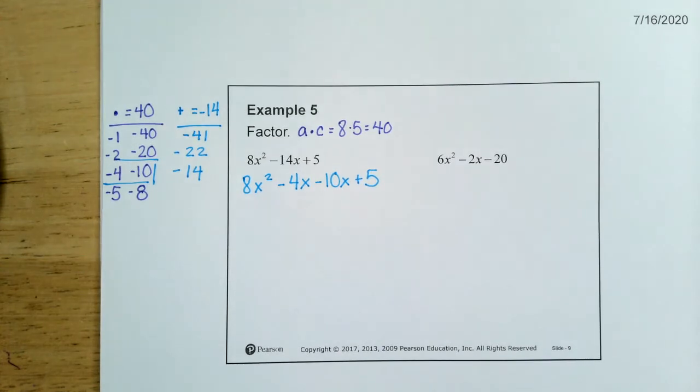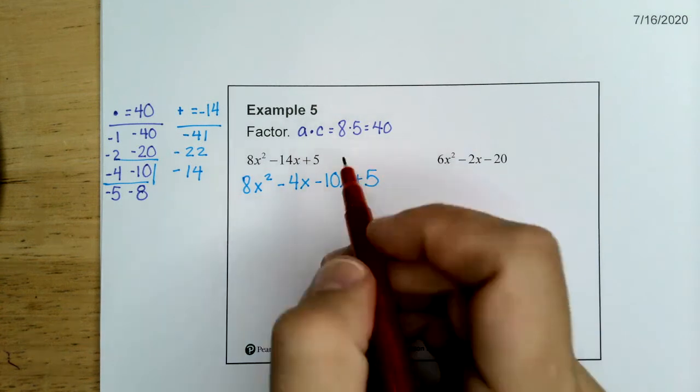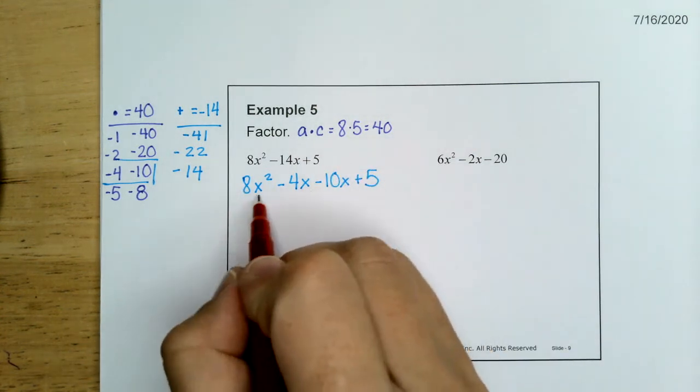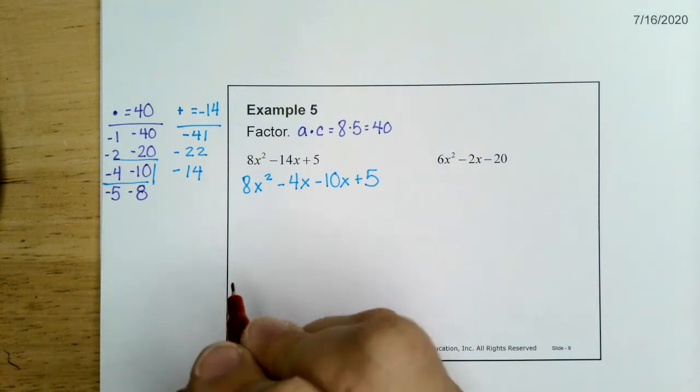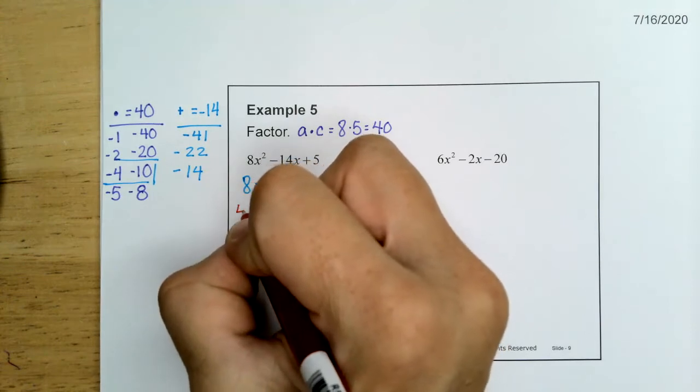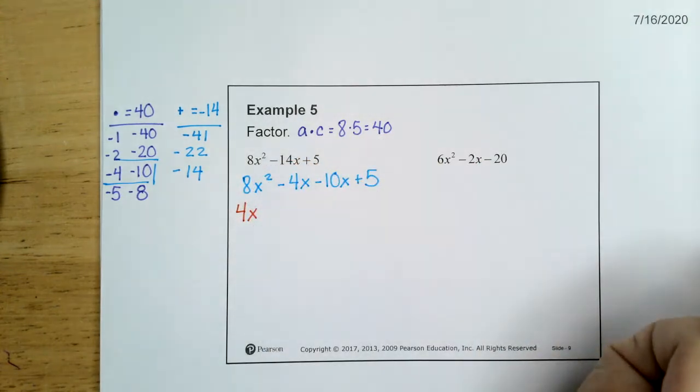Okay. And yay, I put these two next to each other. 10 and 5 have a factor. I put these two next to each other. 8 and 4 have a factor. So the greatest factor between 8x squared and 4x is 4x, right?